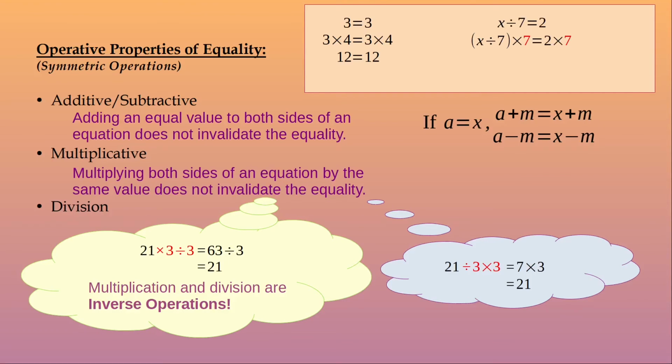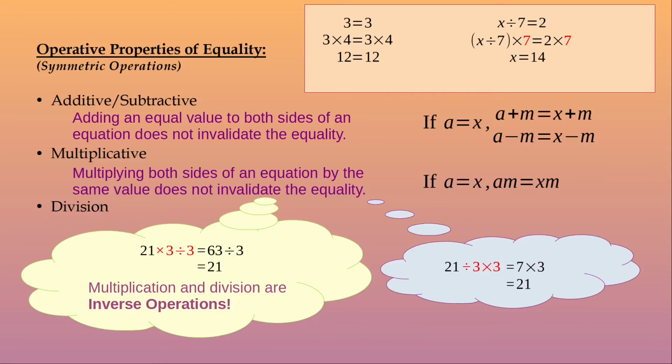If I have the problem x divided by 7 equals 2, I can undo the division with multiplication. So I multiply both sides by 7. Division by 7 and multiplication by 7 will undo each other, and that will just leave me with x, and 2 times 7 is 14.